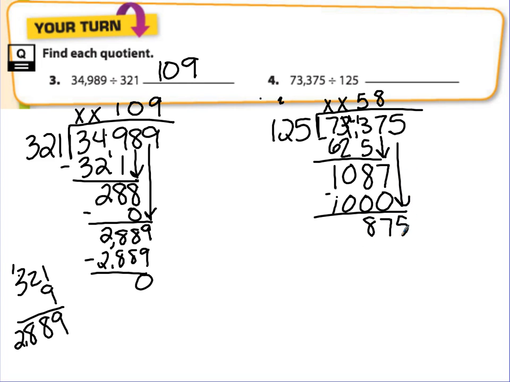Bring down the 5. How many groups of 125 can I make with 875 pieces? Well, that would be 7. 7 times 5 is 35. Carry the 3. 2 times 7 is 14, plus 3 is 17. Carry the 1. 1 times 7 is 7, plus 1 is 8. Look at that. I end up with 0. So my answer here should be 587.